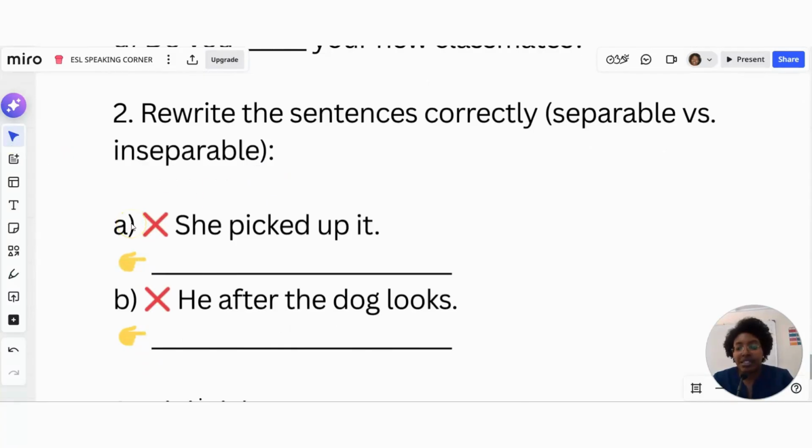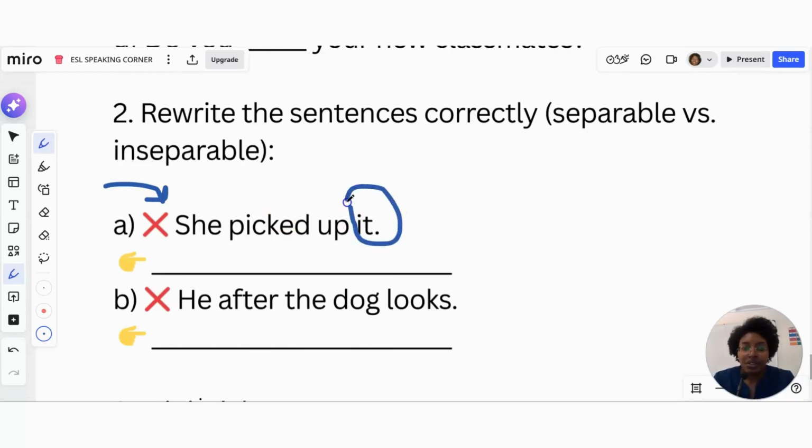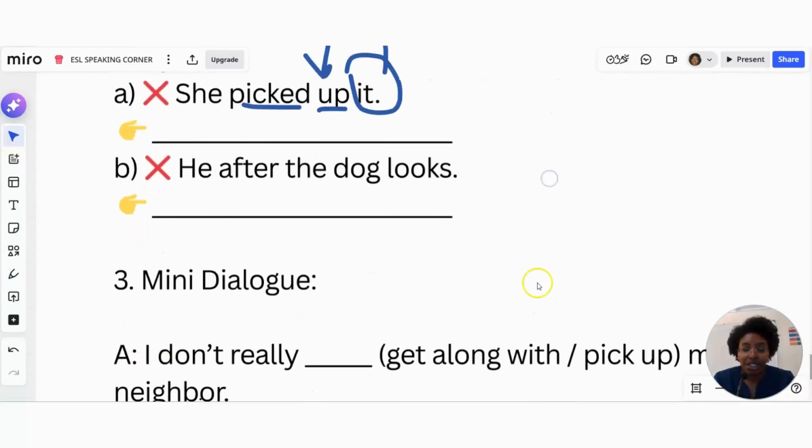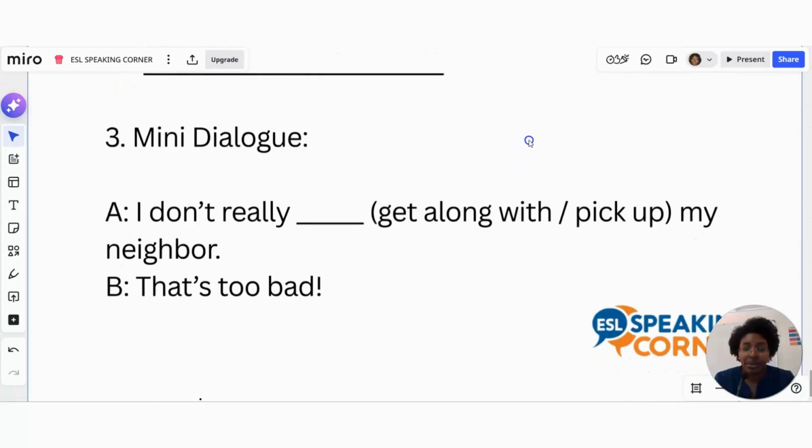Rewrite the sentences correctly, separable versus inseparable. So is it correct? How can we correct it? So we're told it's not correct. She picked up it. What is wrong? Why is this wrong? Well, first of all, look at the pronoun. It cannot go in the end. It has to go in between the verb and, of course, in this case, up. She picked it up is how you would correct it. What about B? See if you can do that. You have the answer key in the workbook, so you can check yourself. If you have any questions, just go ahead and put it in the chat.